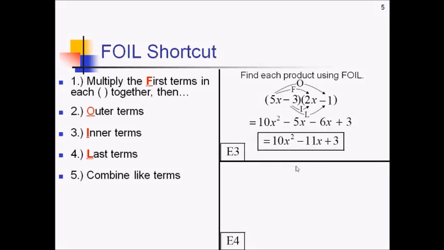I'm going to give you another one now. Try multiplying these binomials using the FOIL shortcut. Pause the video and give it a shot. All right, let's see if we did it right.